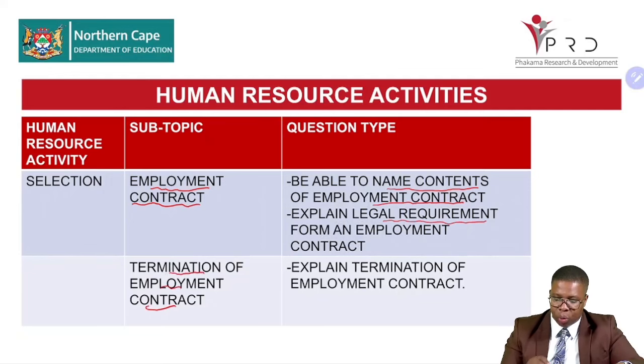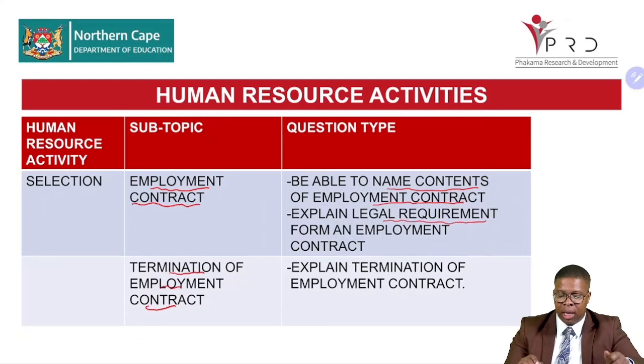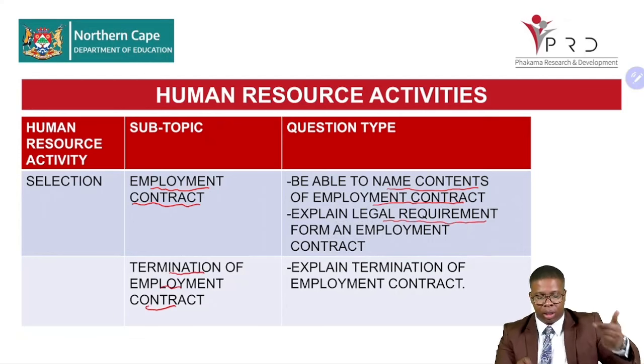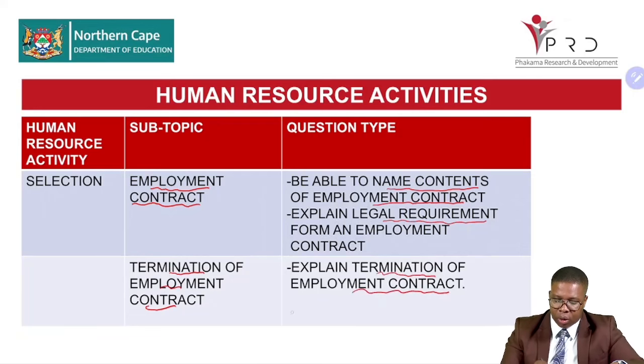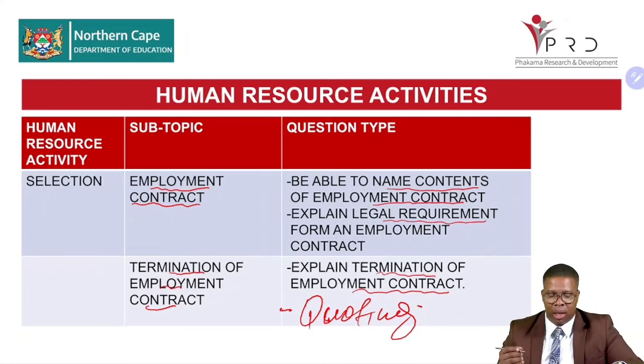Then another subheading is termination of employment contract. The employee should know what could terminate the employment contract. This can be in a scenario as well, or it can be a direct question where they say explain the termination of employment contract, or they can say quote. Because it doesn't have headings, you can be expected to quote here, and when you are quoting, you should know that you are quoting the direct sentences from the scenario.